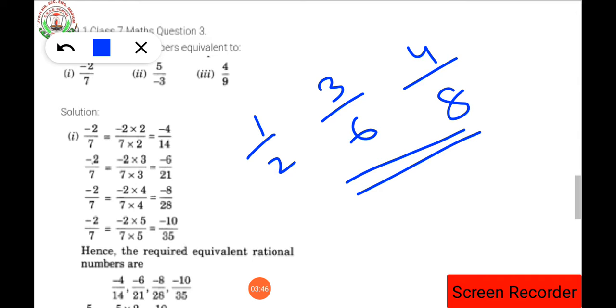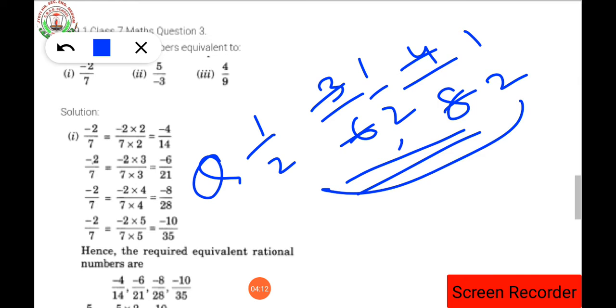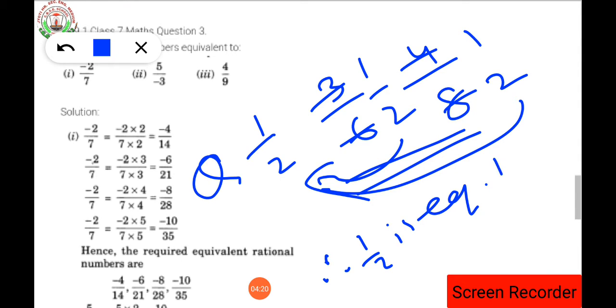What do you mean by equivalent? Equivalent means equal. When we cancel the numerator and denominator by the table of some number, it should come back to the original question. Such numbers are called equivalent. So if this 1 by 2 is a question, then on cancellation of 3 by 6 we will get 1 by 2 itself. Again on cancelling this we will get 1 by 2. So in both, 1 by 2 is coming. Therefore 1 by 2 is equivalent to 3 by 6 and 4 by 8.